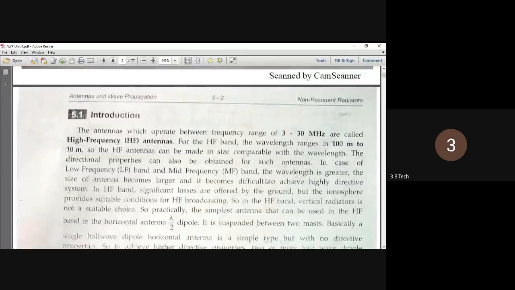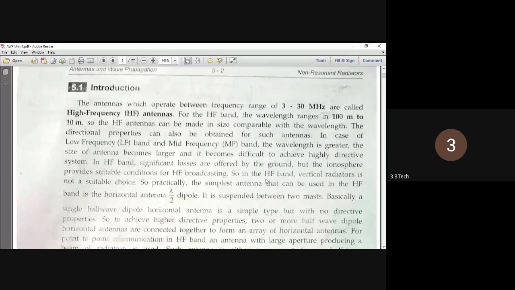So in this Unit 4, yesterday we started with the introduction of 3 antennas, that is high frequency antennas, medium frequency antennas and low frequency antennas. So what are high frequency antennas? The antennas which operate between the frequency range 3 to 30 megahertz are called high frequency antennas. Since lambda is equal to c by f, for the HF band the wavelength ranges from 100 meters to 10 meters.